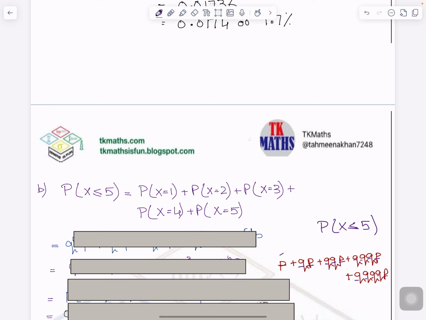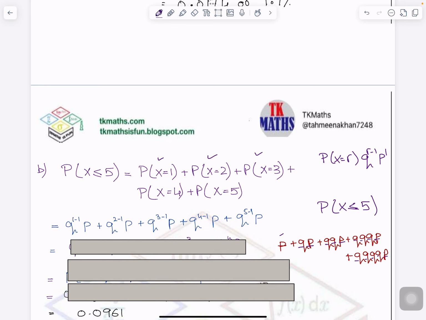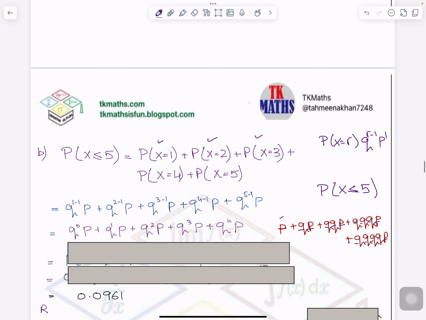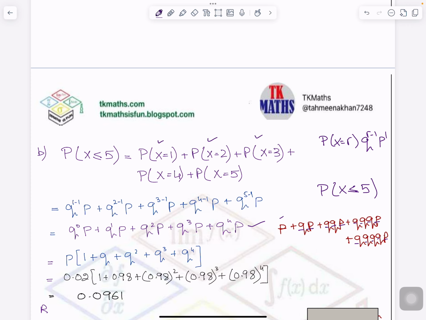This is the meaning of the question, right? So you will calculate the probability of each one of them according to the formula I have told you. For probability of X equals R, what is it? Q power R minus 1, P power 1. So you will apply this formula for each one of them and add up the probabilities. This is what I have done here. This is one method, right? I have done every step in detail. You can skip and write this step directly. And then I have taken the common factor out, substituted the values and got the answer.